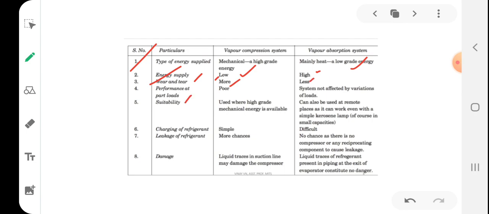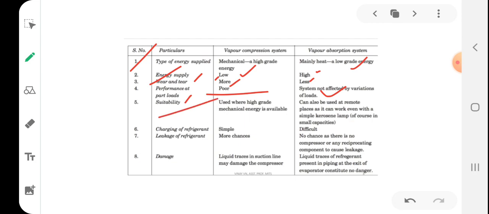And performance at part loads. The vapor compression system has a little bit low performance at part loads. The maximum output or maximum performance will be obtained only if it is working at full load. But there is no such problem in the case of the vapor absorption system. The variation of loads won't affect the performance of the vapor absorption system.